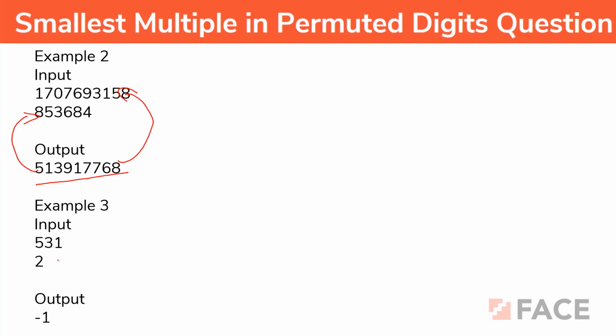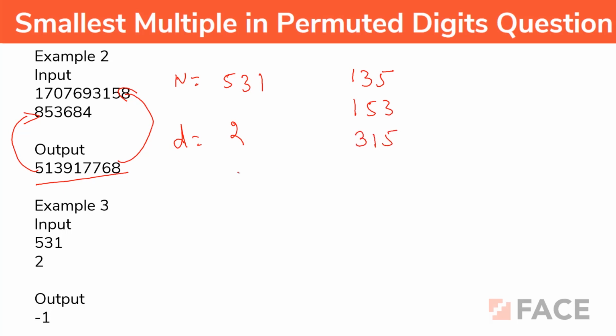Fine. Let's go for the third test case. The n value is 531 and the d value is 2. Now what I have to do is first find the smallest permuted number. What is the smallest permuted number I will get from the value n? 135. Check whether 135 is divisible by 2, it is not divisible. Then go for the next permuted number, which is 153. Check whether 153 is divisible by 2, no, it is not divisible. So what I have to do? I have to go for the next permuted number. What is the next permuted number?